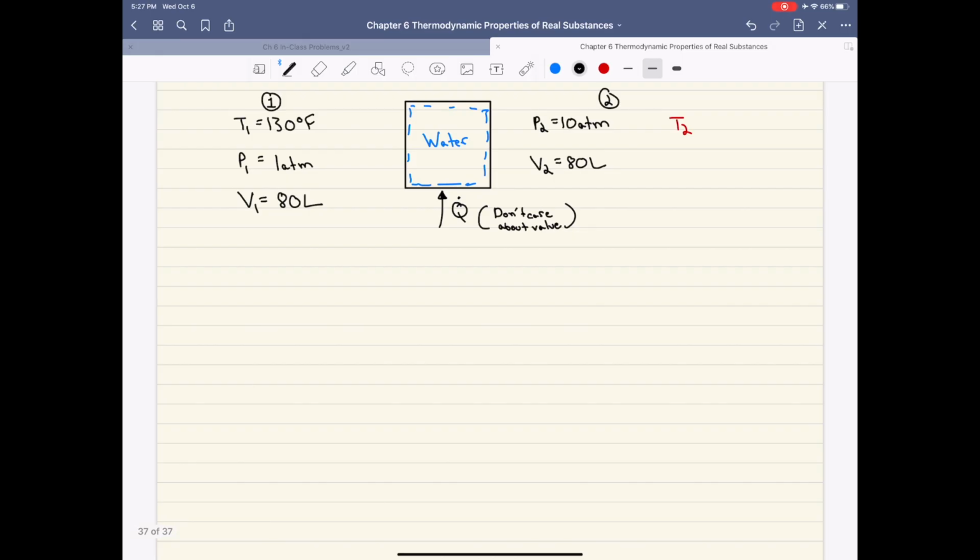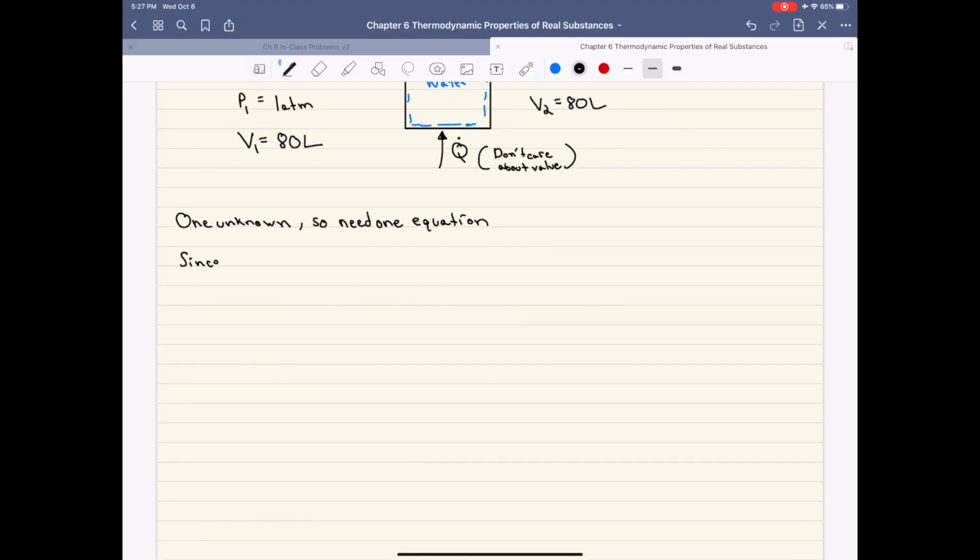So for this problem, we have one unknown, so we just need one equation. What we're interested in is figuring out temperature, and we're told information about pressure and volume. So, since we know P and V, what we want to do is define temperature as a function of pressure, and instead of regular volume, I'm going to define it in terms of molar volume.